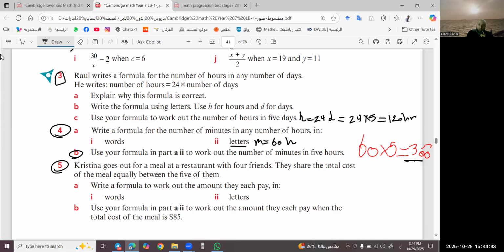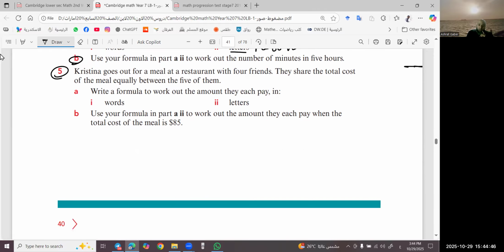Exercise number 5. Christiana goes out for a meal at a restaurant with 4 friends. They share the total cost of the meal equally between the 5 of them. A. Write the formula to work out the amount they each pay in words.